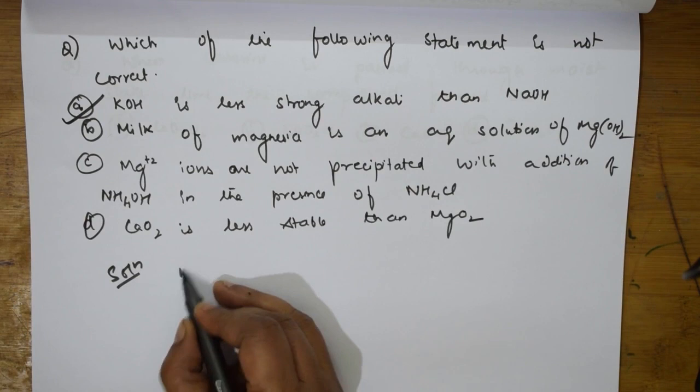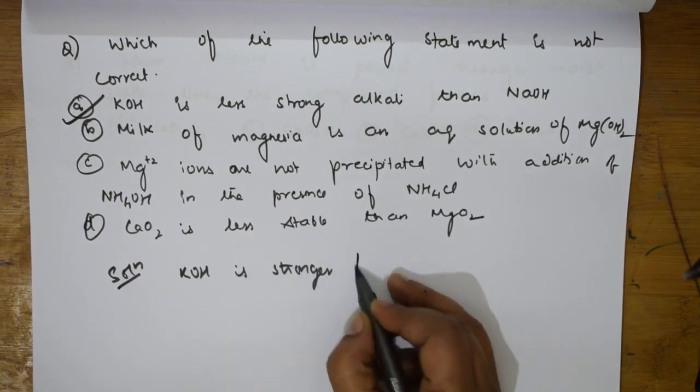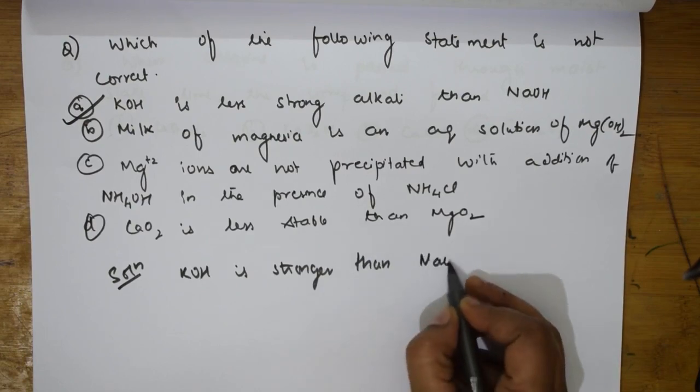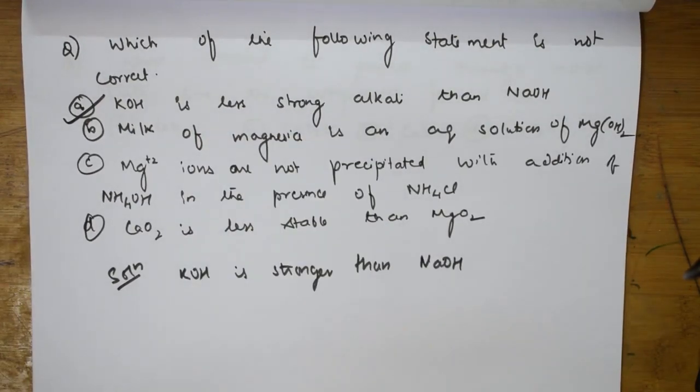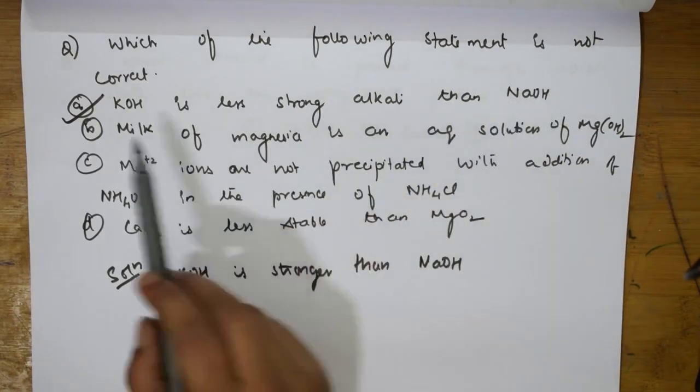Why is this wrong? First only I got the answer. Basically, let us justify. KOH is stronger than NaOH. That is the first important concept you know. They said less strong alkali, but it's stronger than NaOH. Why? Because of its solubility, we speak the concept in terms of molar basis. When we speak in terms of the solubility on the molar basis, KOH is stronger than NaOH. That is the main thing. So what do they say? The first, which is not correct. So the first answer is correct.